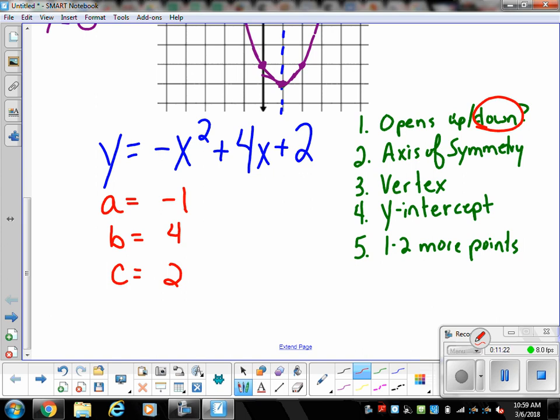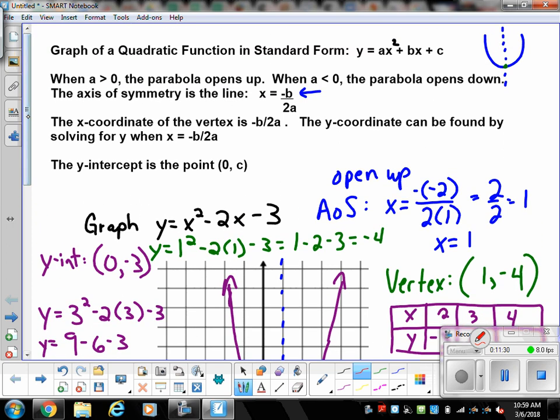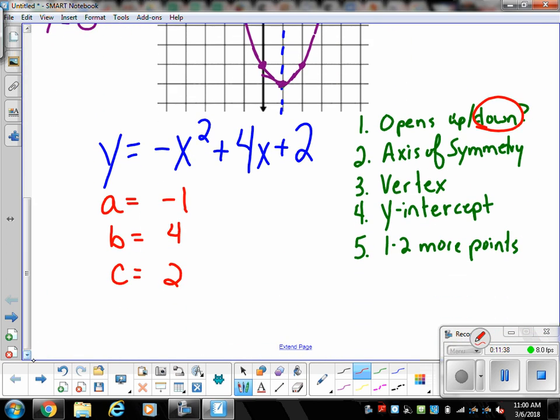Second thing, how do we find the axis of symmetry? Let's go back up here. The axis of symmetry is the line x equals negative b over 2a. So I'm going to go back down here and put it down here. x equals negative b divided by 2a. So what is b in this case? What did we just find for b? 4. So it's negative 4 over 2 times a, and a is what? Negative 1.